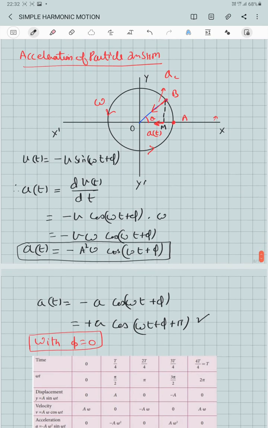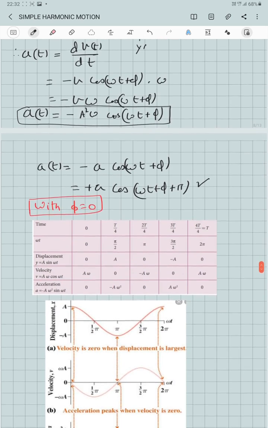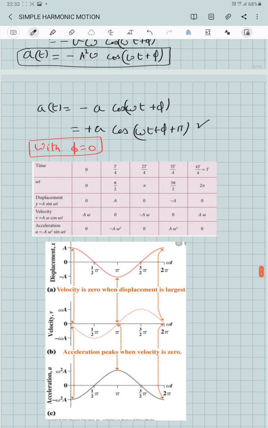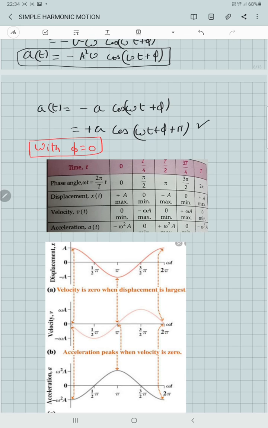Now if the value of φ, that is the initial phase, is substituted equal to 0, and we find the values of displacement, velocity and acceleration for different values of the instantaneous phase ωt, and plot the respective graph, the graph will be as shown in the figure.